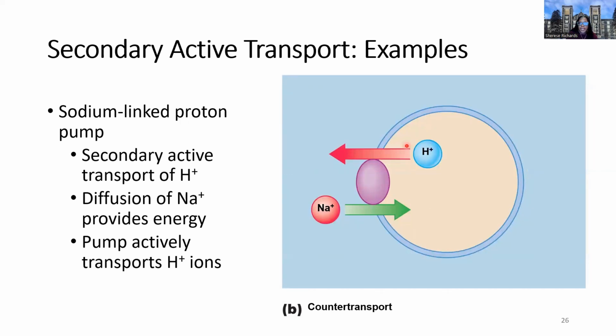Another example of secondary active transport is the sodium-linked proton pump. And this is an example of counter transport. The reason for that is that we're now moving the particles in the opposite directions. So we're still using the same mechanism. We're harnessing the energy of sodium moving passively, but now we're using that energy to move protons in the opposite direction. So we're moving protons outside of the cell, using the energy harnessed from sodium moving inside of the cell. So this is still an example of secondary active transport, but this is specifically counter transport instead of co-transport.